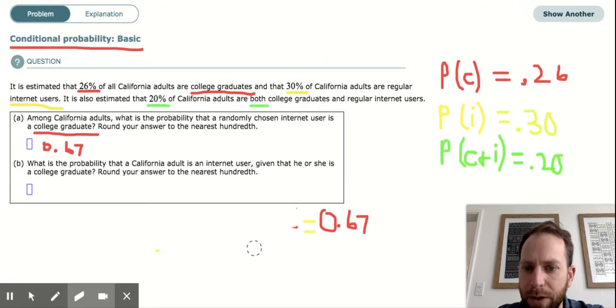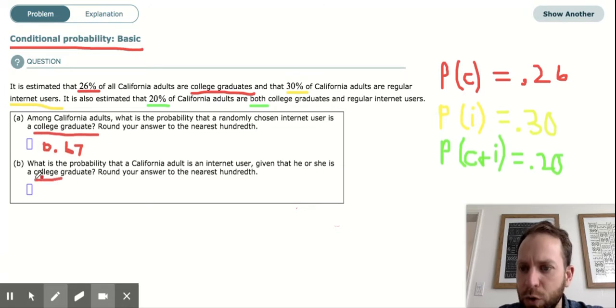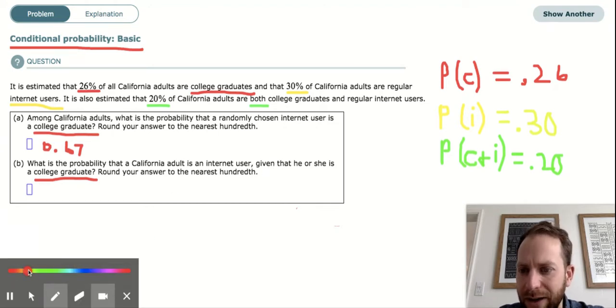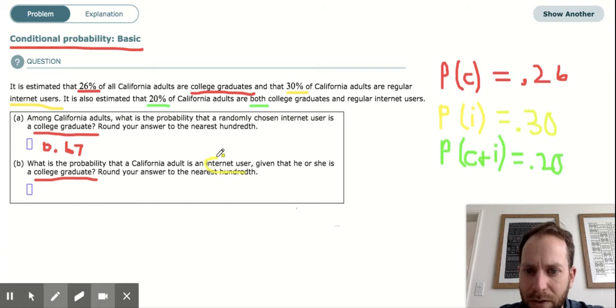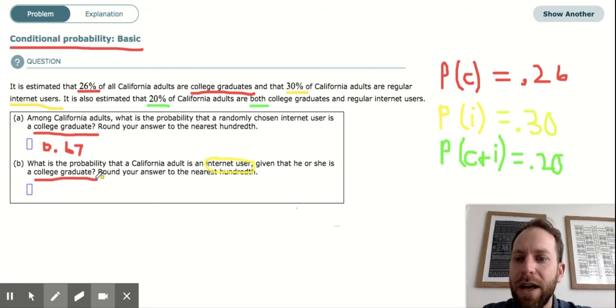What is the probability that a California adult is an internet user given that he or she is a college graduate? So this is kind of asking the question backwards, right? So given that they're a college graduate, that's what we are assuming. We are assuming that they are a college graduate. And what we're actually solving for is if they are an internet user. That's what we really want to know. Are they an internet user? So we're going to try and make it so that the college graduate cancels out.